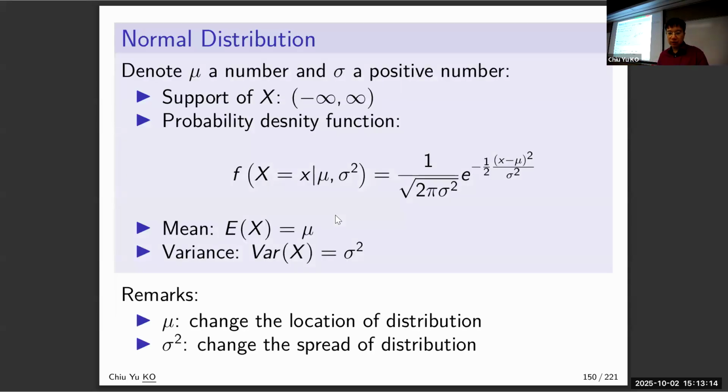Although I put this in the box here, I will never ask you for this. There's no way I ask for this guy. I put it there because if you want to do the proof, it will be there. But the only thing is this is the mean, this is the variance. Is that okay?